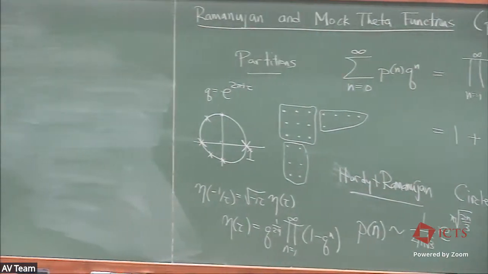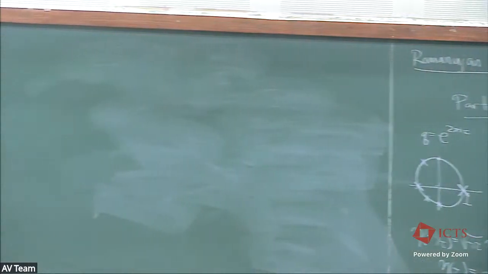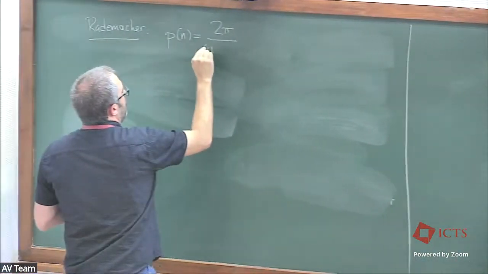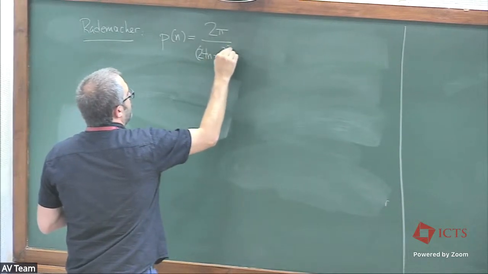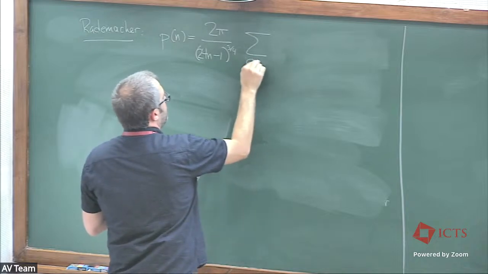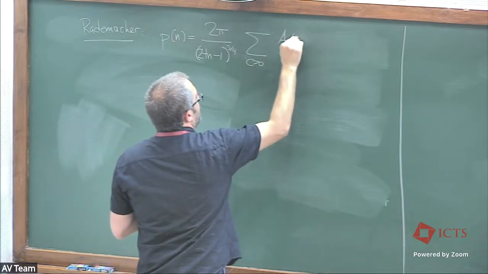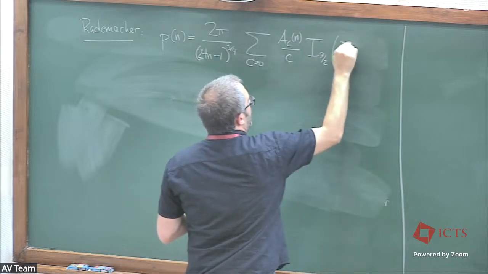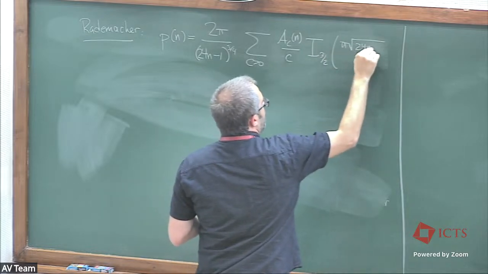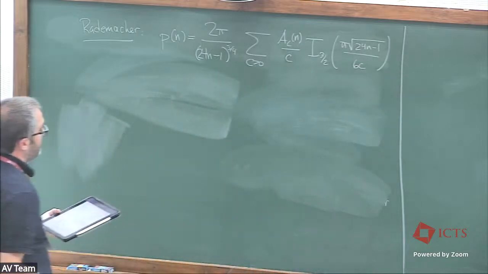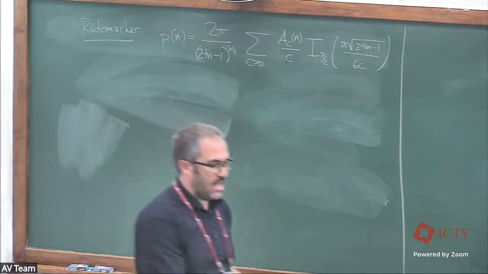And he was able to get an exact formula for P of n. So P of n equals 2 pi over (24n minus 1) to the 3/4, sum over c bigger than 0, A_c of n over c, I_{3/2} of (pi times the square root of 24n minus 1) over 6c. And this is an exact formula now, an exact infinite series.